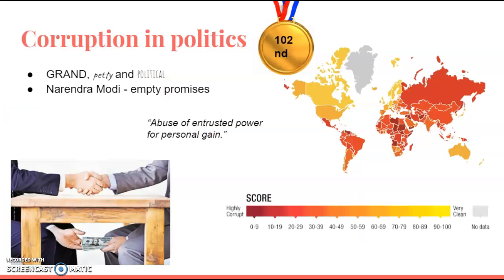Corruption in politics. Corruption is generally defined as abuse of entrusted power for personal gain. Corruption can be classified into three categories: grand, petty, and political. Grand corruption is carried out at a high level of government in order to distort policies or the central functioning of the state, which makes the leaders gain benefits at the cost of the public.